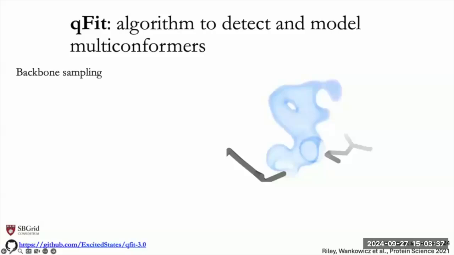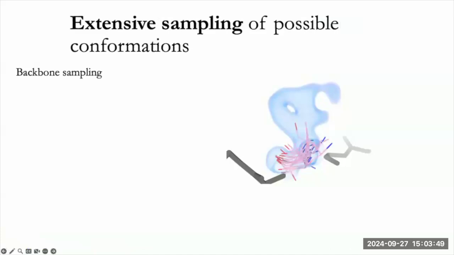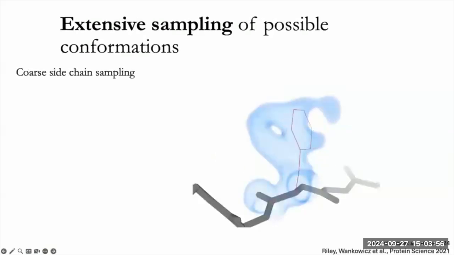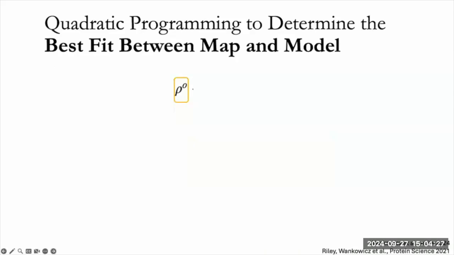I'm going to quickly walk you through the outline of qFit. I will say it's open source and it's available at SBGrid and on our GitHub. We initially do backbone sampling. We break the protein down on a residue by residue basis, do backbone sampling, and then we do coarse side chain sampling. Then we ask, how best can we fit all of these potential conformations that a side chain and a backbone can have to the experimental data? To do that, we use quadratic programming to determine the best fit between the map and the model. And we do this all in real space.